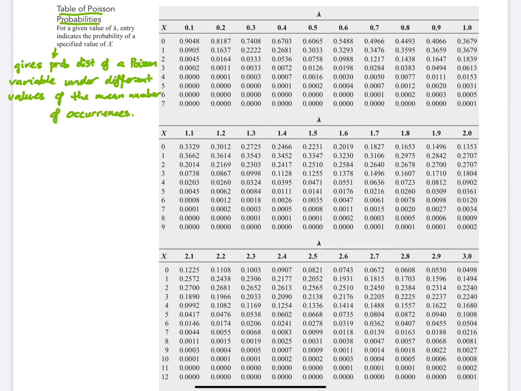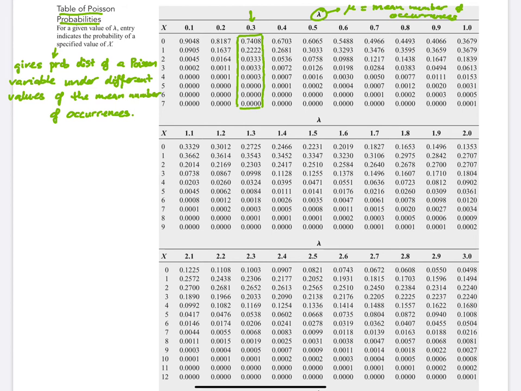So what we have here is lambda. Lambda is just the way that this table denotes our mu, which is the mean number of occurrences. So for example, when the mean number of occurrences is 0.3, then this whole column is the probability distribution of the variable x when mu is 0.3.